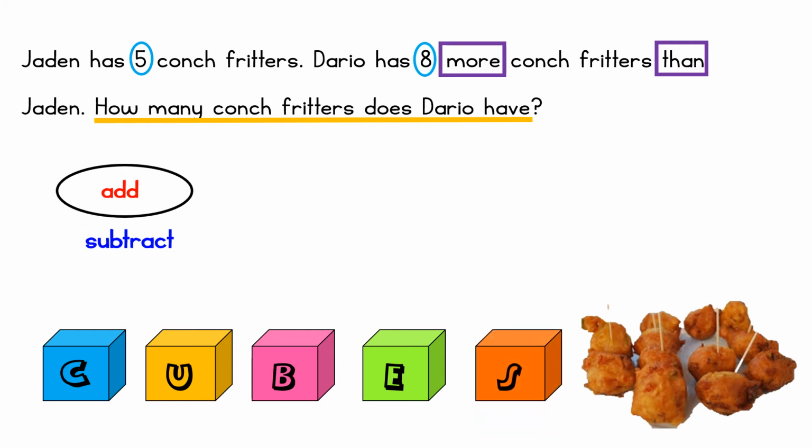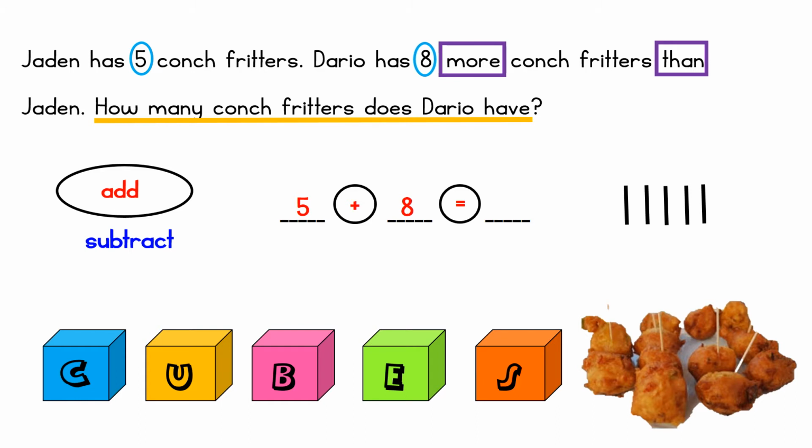Now I can solve. I set up my addition number sentence. I have 5. Then I'm going to add to 5, 8. And I'm going to use the counting on strategy. I will start with the larger number 8 and count on 5. So I have 8, 9, 10, 11, 12, 13. 13. Dario has 13 conch fritters. Good job.